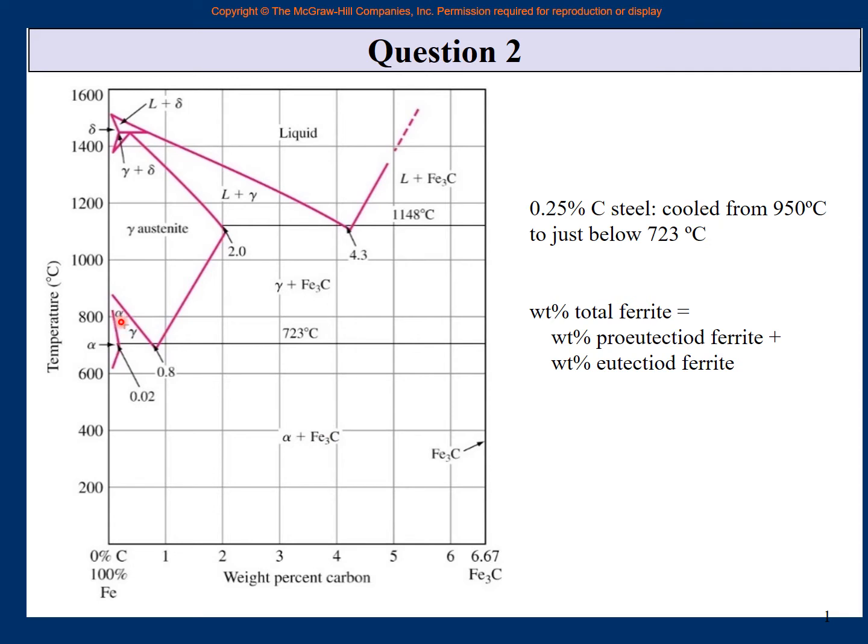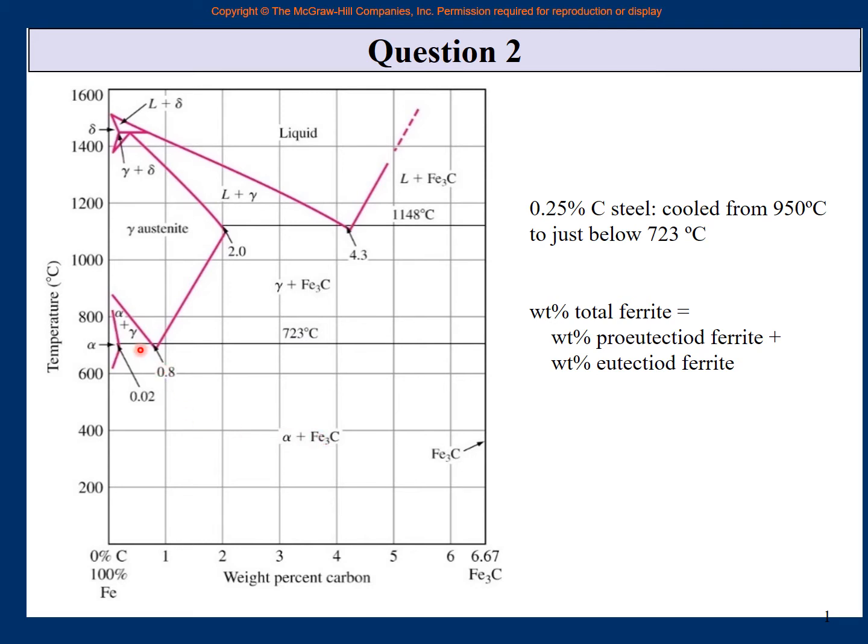So some alpha is formed above 723. That alpha is pro-eutectoid alpha. Some alpha is formed once it hits the line, that is eutectoid alpha. So pro-eutectoid ferrite, eutectoid ferrite. Of course, cementite is formed only once it touches this line. So all the cementite is eutectoid cementite.